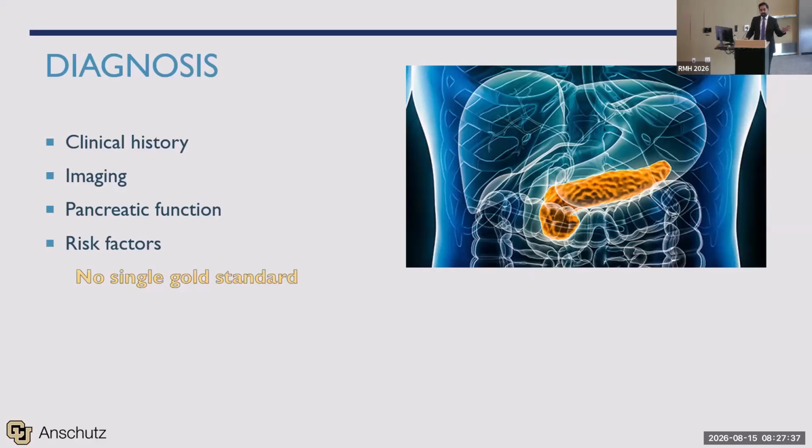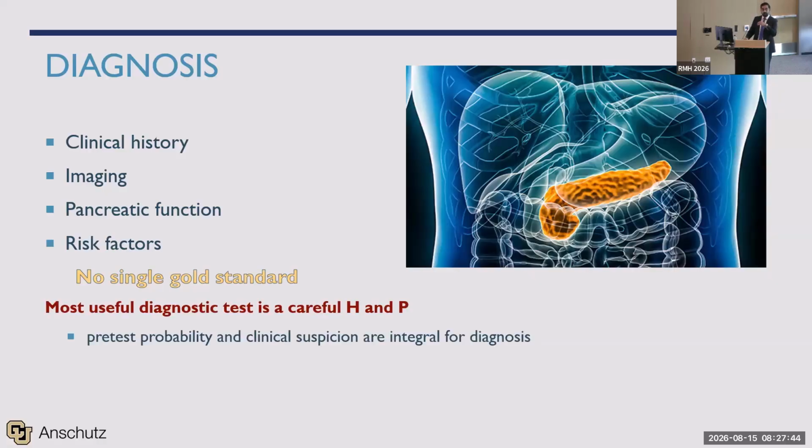There's actually no gold standard for diagnosing chronic pancreatitis, and this is a clinical diagnosis. And when they've looked at it, the most useful diagnostic test is actually a history and physical. So really talking to your patient is quite critical in deciding, hey, we're going to make this decision for chronic panc. And it's putting all of the information together to make that decision.